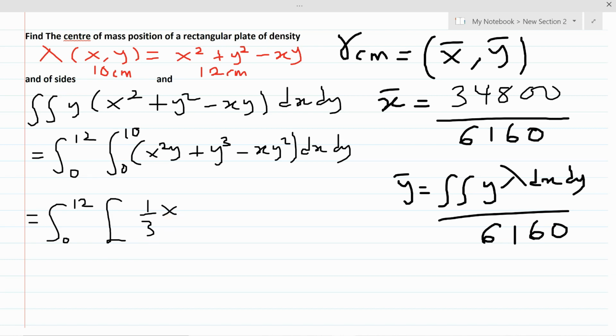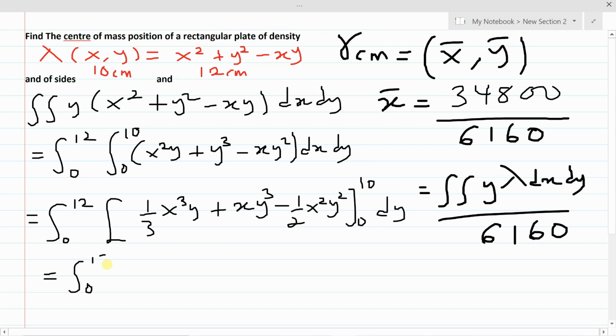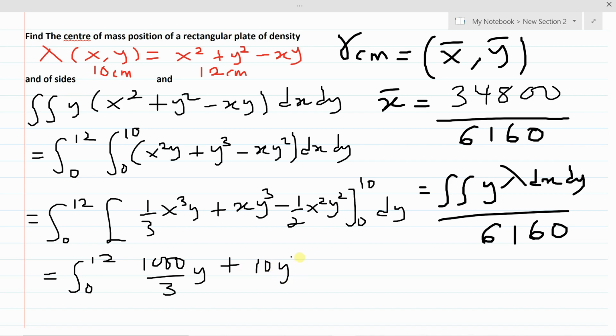1 over 3 s cubed y plus x y cubed minus 1 over 2 s squared y squared from 0 to 10 dy. So this will give you integral of 0 to 12 of, putting 10 in, we'll get 1000 over 3y plus 10y cubed minus 50y squared dy. The 50y squared, I hope you understand, it's just the s squared. When you put 10 there will be 100, and times half is 50.